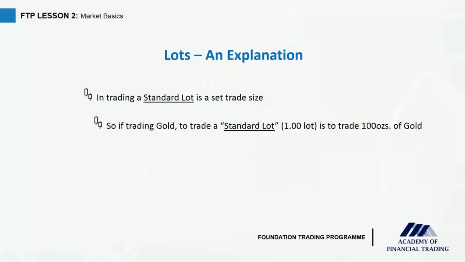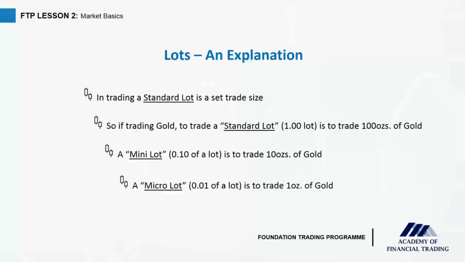It's a substantial trade. If you were trading gold, to trade one standard lot is to trade 100 ounces of gold, which again is quite a substantial trade size. It's out of the reach of most people. However, it's not the lowest amount that you can trade. You can trade a mini lot, which is 0.1 of one standard lot, and that's to trade 10 ounces of gold. You can go lower again. You can trade one micro lot, which is 0.01 of a standard contract size, and that is to trade 1 ounce of gold. So if you imagine gold being traded, just for simplicity's sake, at $1,000 per ounce, to trade 100 ounces at $1,000 an ounce, it's a lot of money, isn't it?